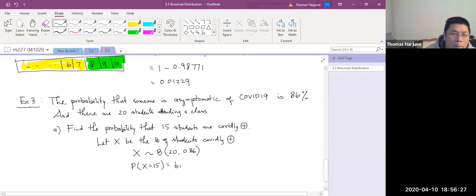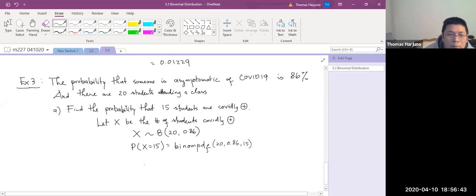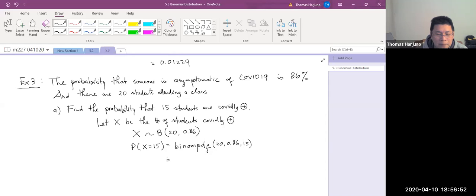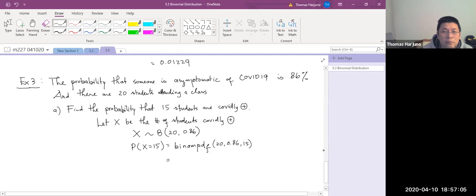And that would be binompdf(20, 0.86, 15). I get 0.08681.